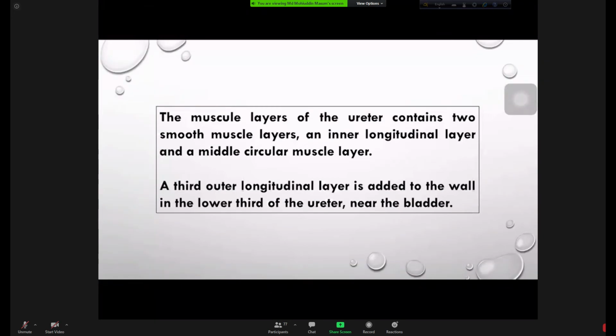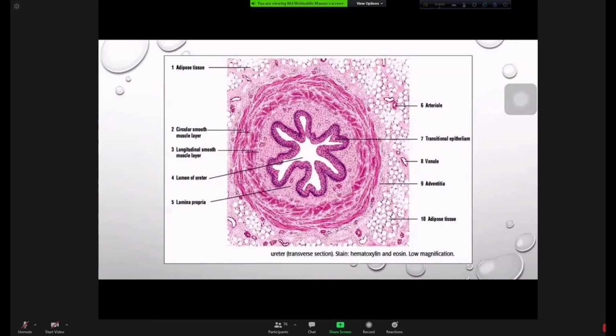So the muscular layer of the ureter contains two layers of smooth muscle, so inner longitudinal and middle circular layer. The third longitudinal layer is added just near the urinary bladder, not throughout the ureter. So the lumen of the ureter will look like this, very much folded due to the contraction of the smooth muscle.